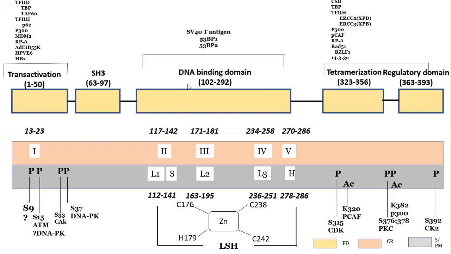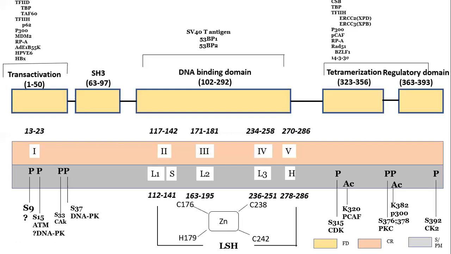This L3 can bind with the zinc molecule. The zinc molecule, which is tetravalent, so tetrahedrally it can bind to the zinc molecule. This is 176 and 238 and 242, and also this H179. This all together of the L3 region helps to bind with the zinc.